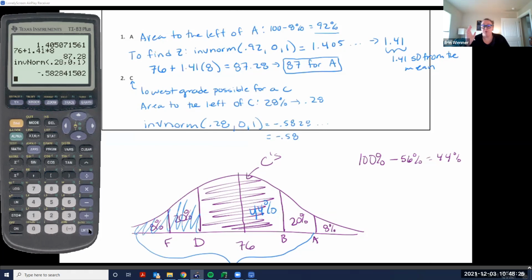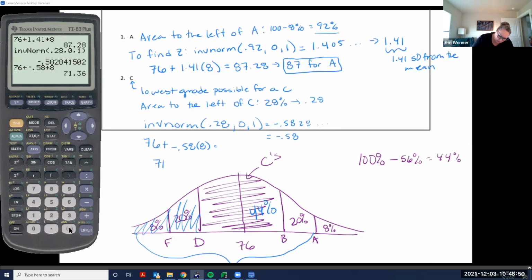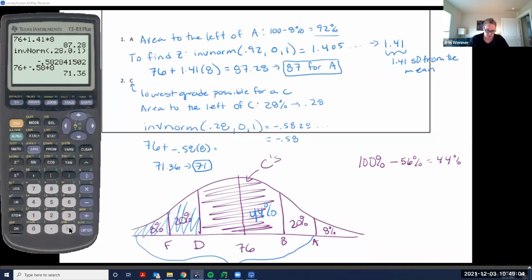Again, this is negative 0.58 standard deviations from the mean, which means it's to the left of the mean. And so we're going to take 76 plus negative 0.58 times our standard deviation. So 76 plus negative 0.58 times 8, giving us 71.36, which we round to 71 as our lowest cutoff score for a C. Okay. So questions about that?